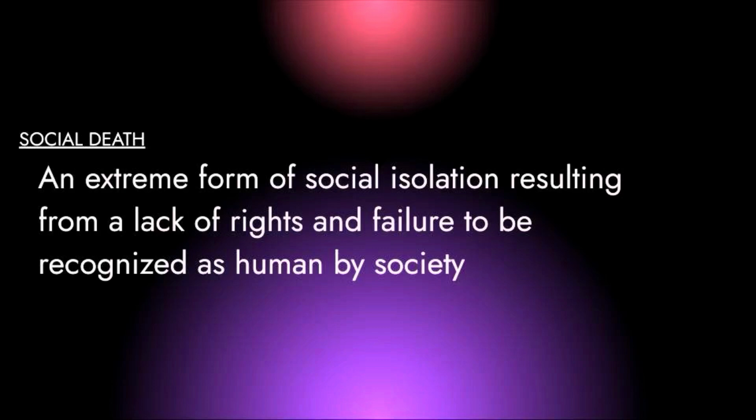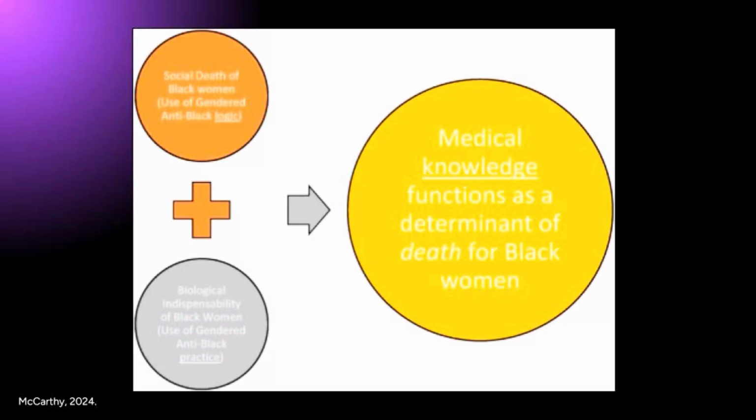This notion dates back to the times of slavery when Black mothers were stripped of their maternal identities and were overwritten by simply being enslaved. This social death was one of many strategies used to restrict Black autonomy. McCarthy describes how Black maternal social death combined with the biological indispensability of Black women, which is how they were believed to be biologically stronger, these interact and allow mere medical knowledge to not only be a cause of obstetric violence, but actually a determinant of death for Black women within the United States.